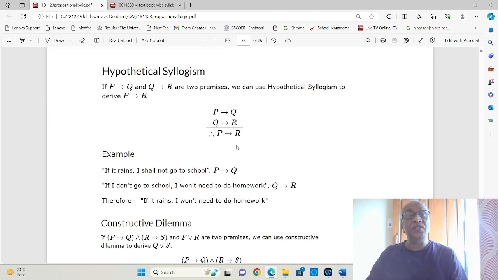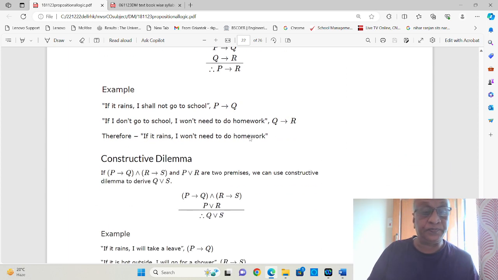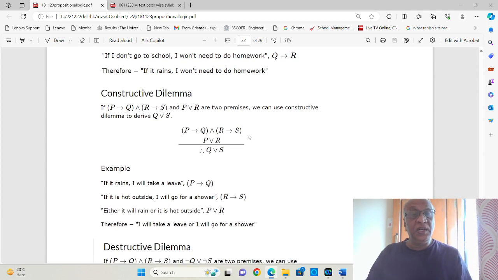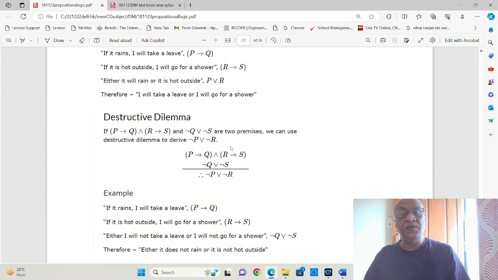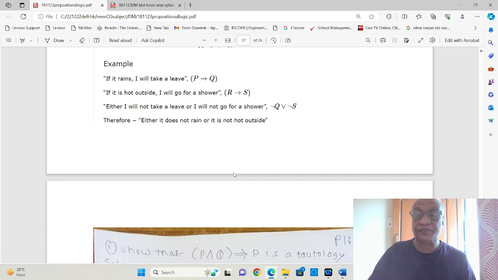The next inference rule is hypothetical syllogism. If we have P implies Q, Q implies R, then P implies R will be there. Similarly, constructive dilemma is represented as P implies Q and R implies S, P or R, then Q or S. Destructive dilemma is represented as: if we have P implies Q and R implies S, not Q or not S, then not P or not R will be there.